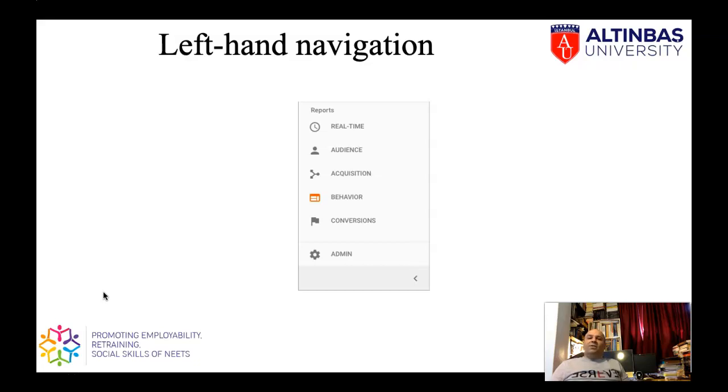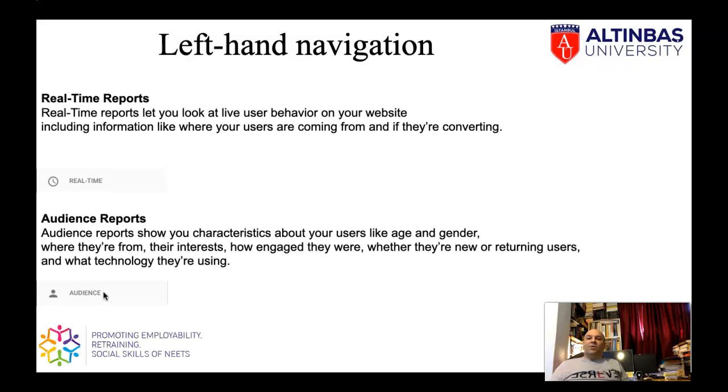Real-time reports let you look at live user behavior on your website, including information like where your users are coming from and if they are converting. The audience report shows you characteristics about your users like age and gender, where they are coming from, their interests, how engaged they were, whether they are new or returning users, and what technology they are using.